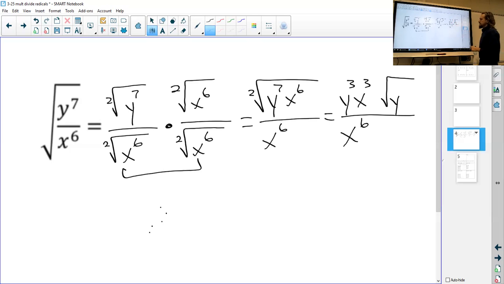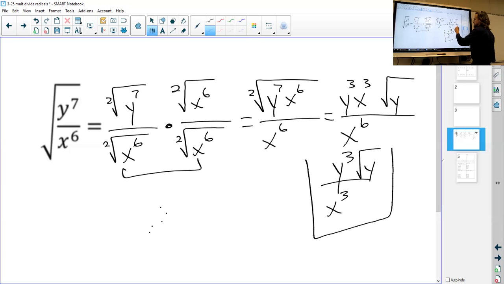So 3 minus 6 is -3. So y to the third over x to the third. Don't forget your square root here. And then this becomes our answer. Like I said, it's a bit more work than multiplication.